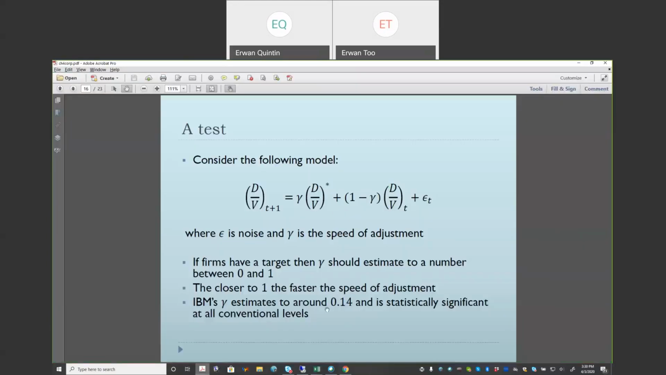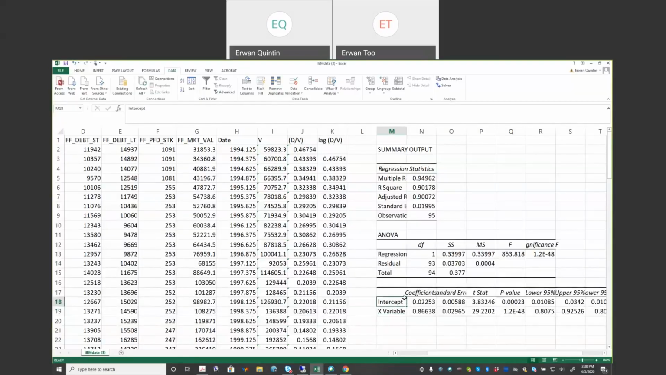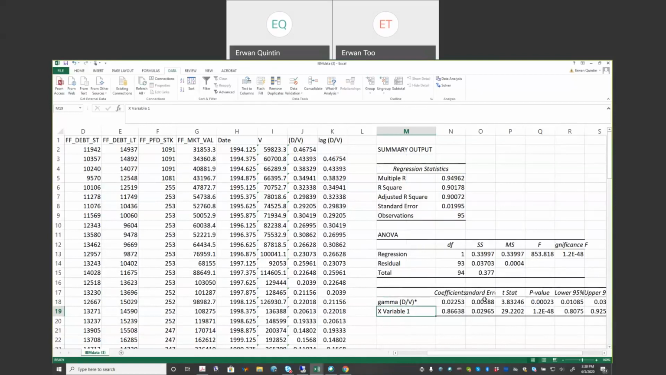So let me go back to my slide. The intercept is gamma times d over v star, right? That's the intercept in this regression. That's the constant. And the coefficient in front of the lagged quarter, the most recent quarter, is 1 minus gamma. So let me make sure that I remember what my regression is giving me. This one is just gamma d over v star. That's the constant in this regression. And then this one here is 1 minus gamma. All right, very good.